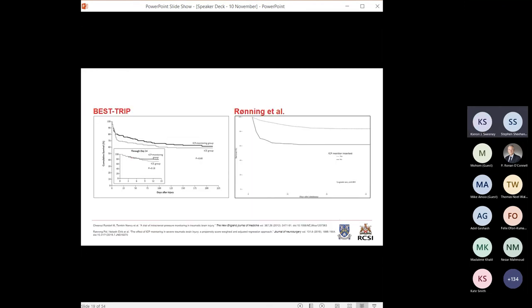So there are two main trials that attempted to demonstrate the benefit of ICP management in the traumatic brain injury patient. The BEST TRIP trial came out in 2012, and although it didn't show any statistically significant difference. Sorry, I've lost the slides there.